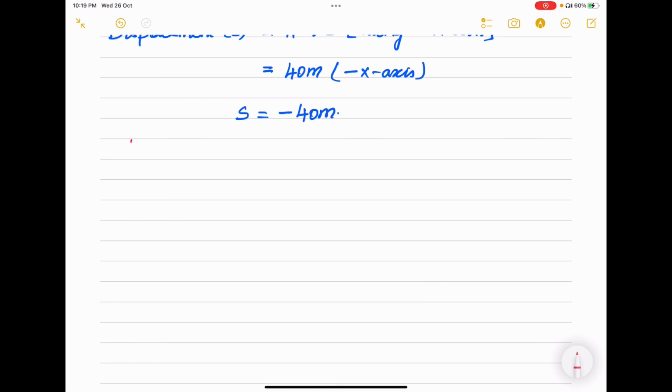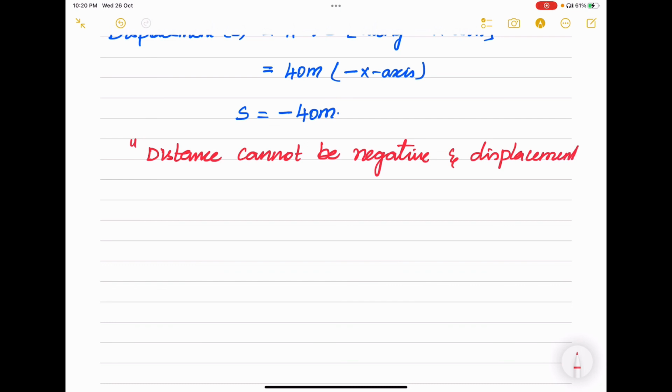From this what I can say clearly is that distance cannot be negative, and displacement can be negative. So this is the final conclusion we get from this case considered over here.